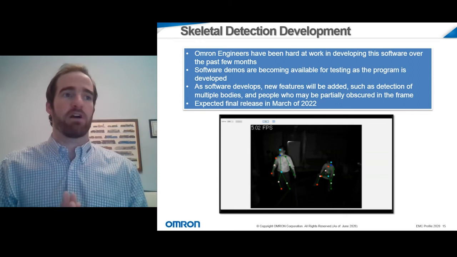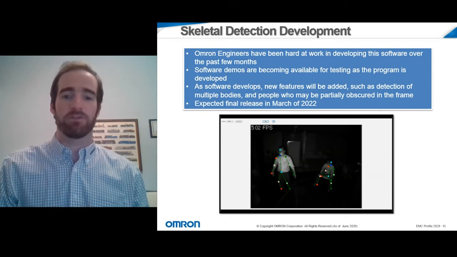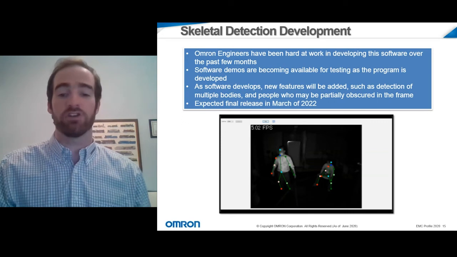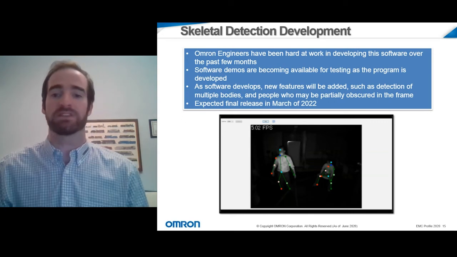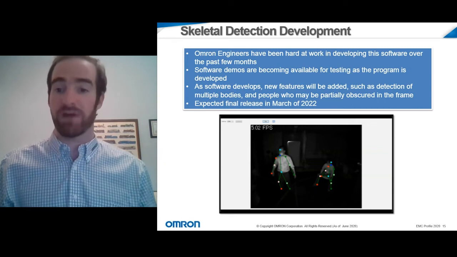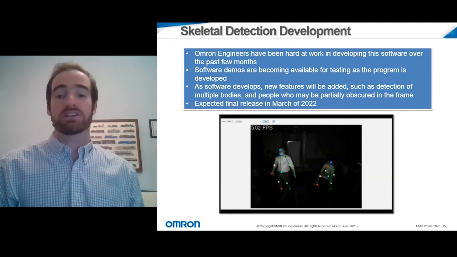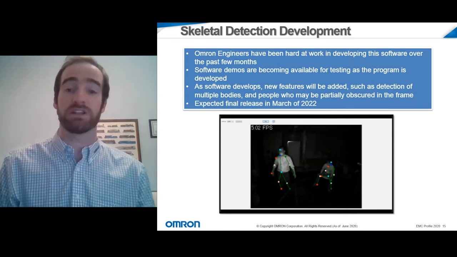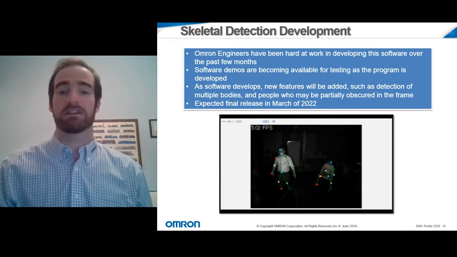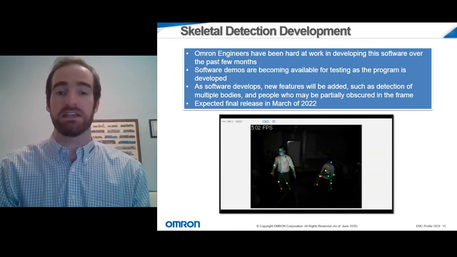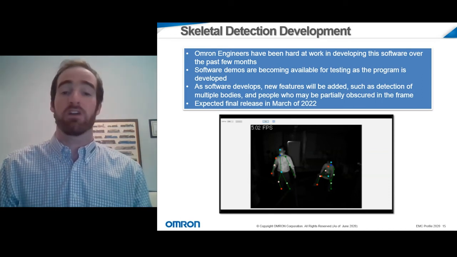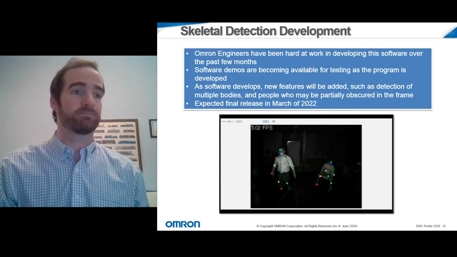So Omron engineers have been hard at work in developing this software over the past few months. As I said, we do have new features that we are planning to add as we move forward with this development, such as detection of multiple bodies and people who may be partially obscured. And we are expecting a final release of this sensor with the full software in March of 2022. Very excited to have this coming up for its soon release. And we're hoping that everybody would be interested in getting some more information on that and hopefully get a demo in their hands to test for themselves.